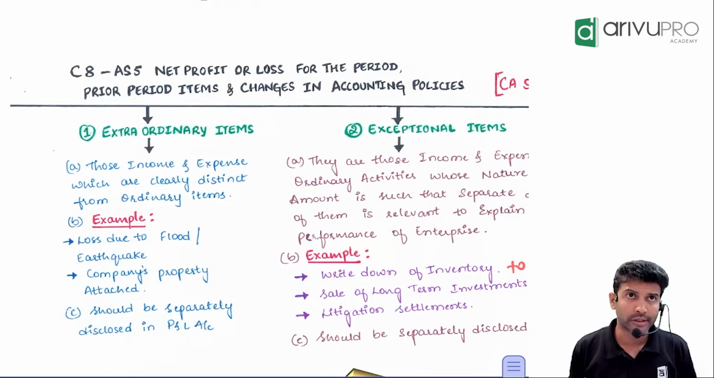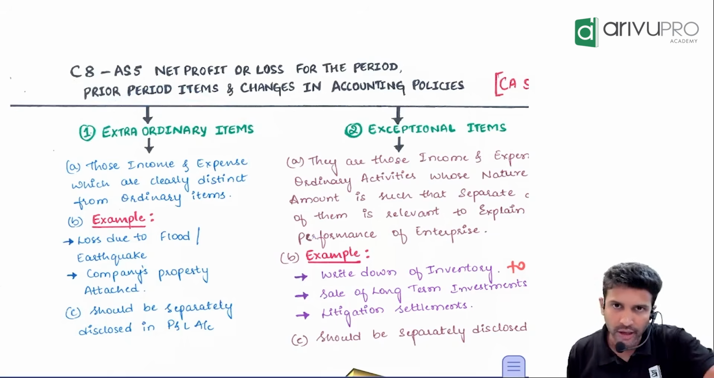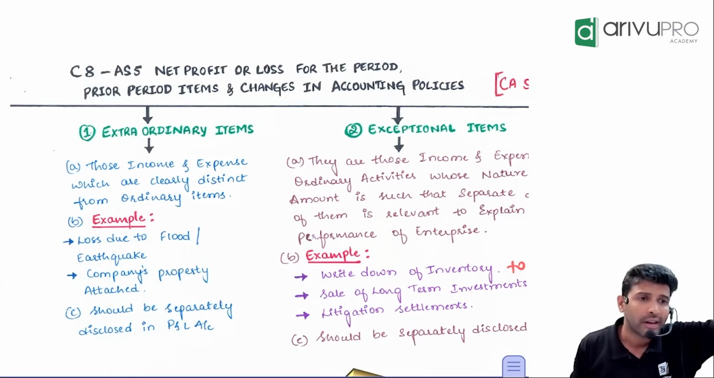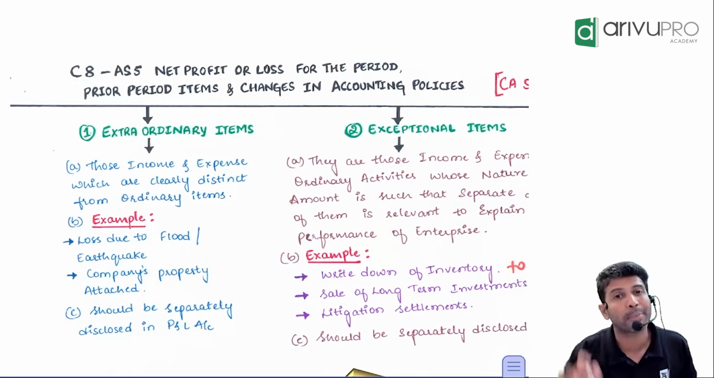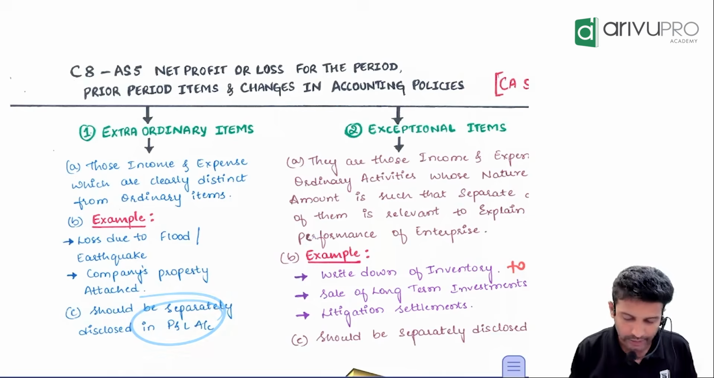Sir, why should we know this? If it is an extraordinary item, it could be on the income side or on the expense side, doesn't matter. If it is an extraordinary item, you have to show it separately in your P&L. Like here, this is actual.